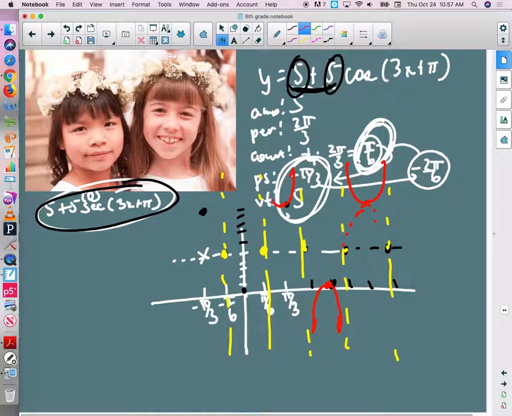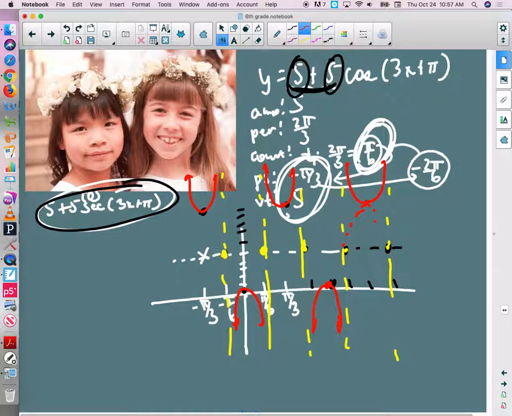High, low, high. So hopefully that helped you check something on your worksheet and graphing secant. Okay, now let me take questions. I hope you remember them.